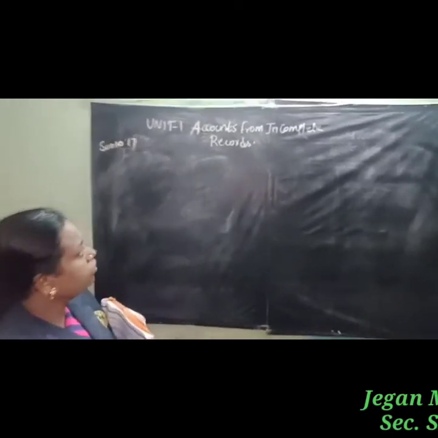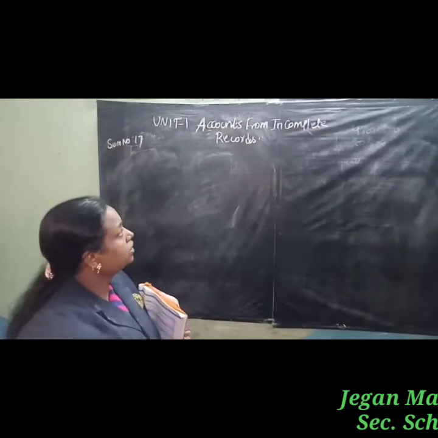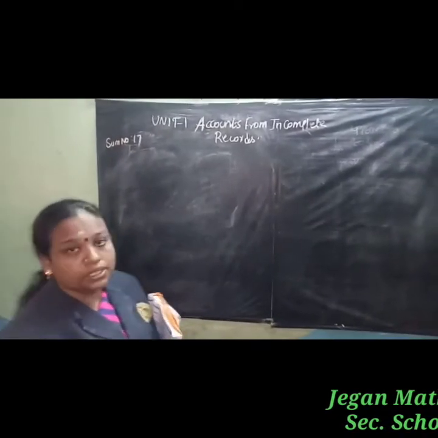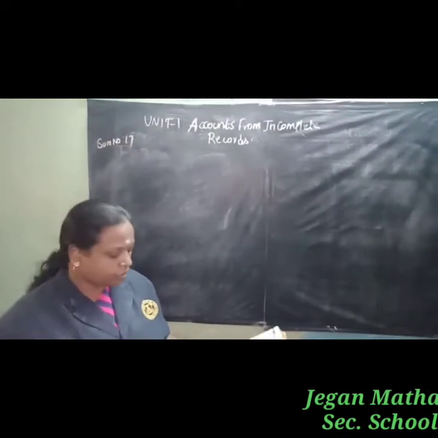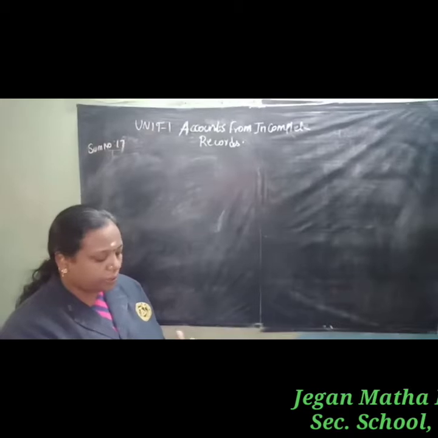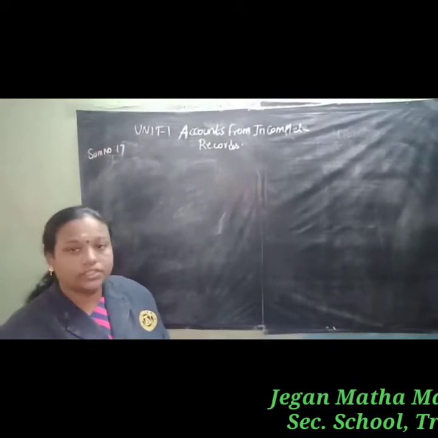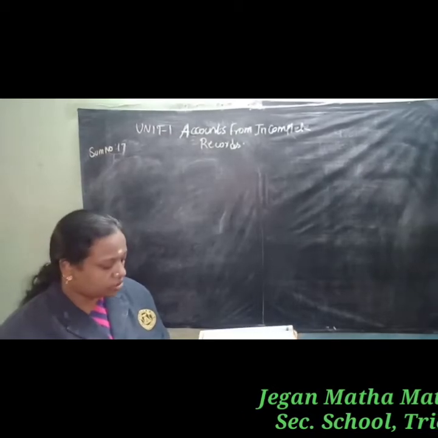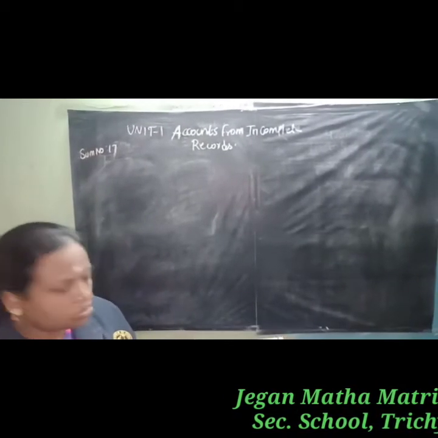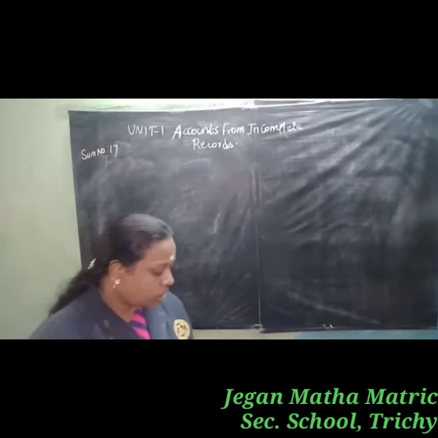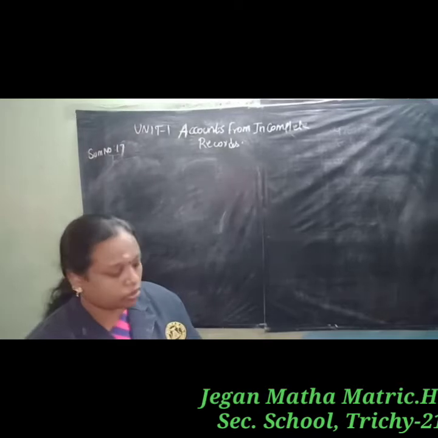In this video we are going to see Unit 1, Accounts from Incomplete Records, sum number 17. Let's see the sum. From the following details of Rakesh, prepare the trading and profit and loss account for the year ended 31st March 2019, and the balance sheet also on the date. The particulars are given, with stock, opening and closing amounts also given.